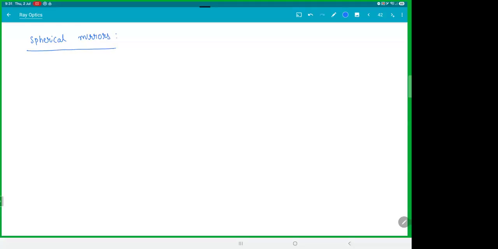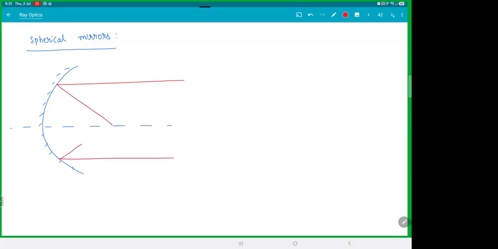But they have a problem. If you take a spherical mirror and if you send parallel light rays, they all don't meet at the same point. This we saw in one of the equations, r by 2, 1 minus sec theta. So what you get here is a distorted image.